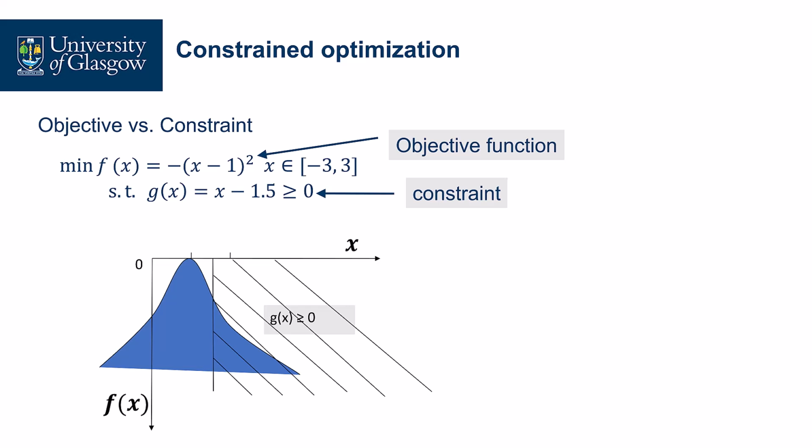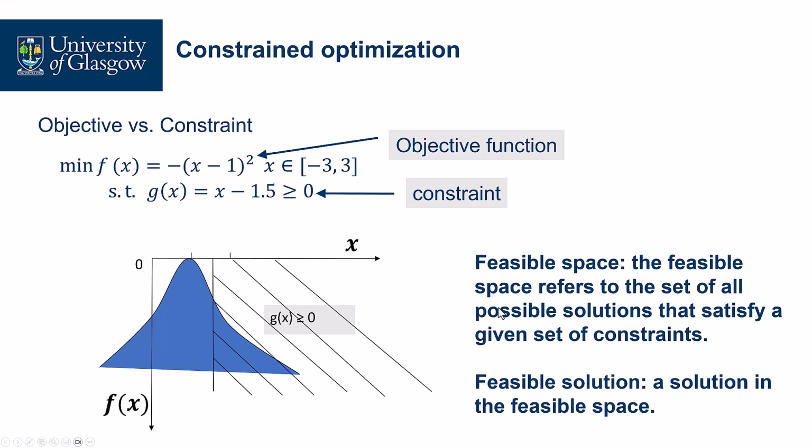So we can see this. If we draw the f(x) here, we can see it's here. And only on this side is g(x) larger than or equal to 0. So we call this area a feasible space. Feasible space means the set of all possible solutions satisfying the constraint.